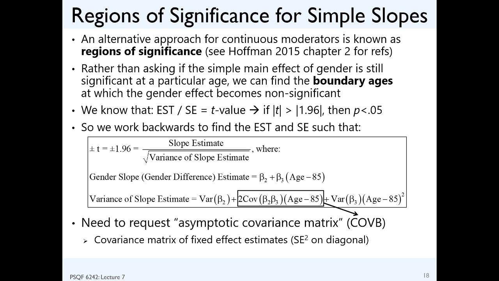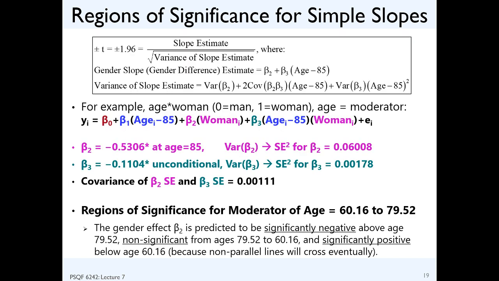So I wrote a SAS macro that does these calculations. I also made an Excel spreadsheet. They're part of the example that we go with it. But here's one worked out example of the numbers so you can see how this would play out. So let's say that this is my set of results. I'm interested in the gender difference and the regions of age in which it is significant. So let's say that beta 2 was estimated as minus 0.53. That is specifically at age 85. So women are lower by about 0.5 point, and it's significant.